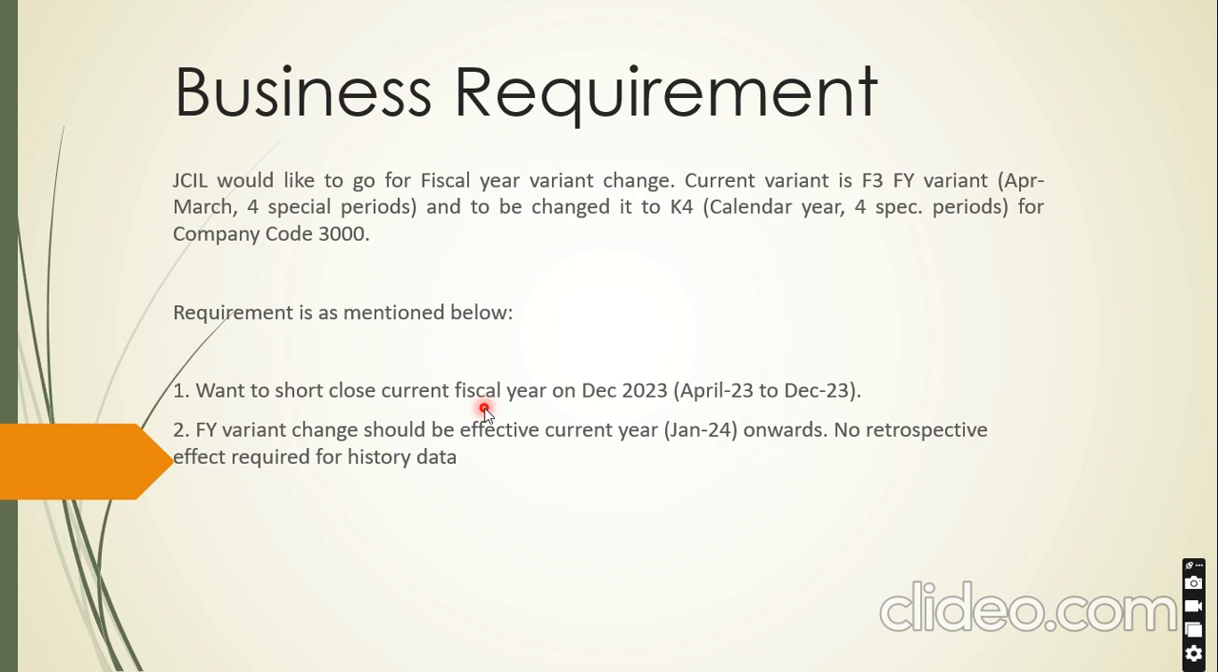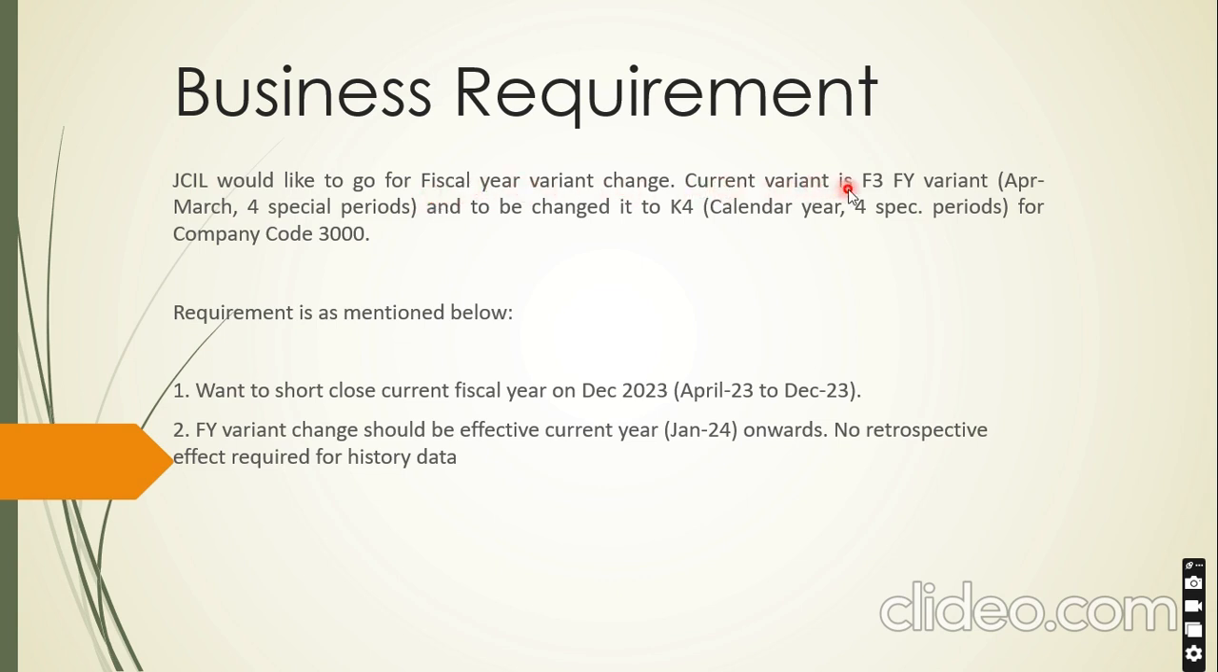Business requirement. This is company X, where I have given the example JCIL company. In this company, we have three company codes. This is a group company. In this group company, we have three different legal entities under one controlling area. Under the three legal entities, we need to perform the fiscal year variant change for only one company code. We would like to go for fiscal year variant changes.